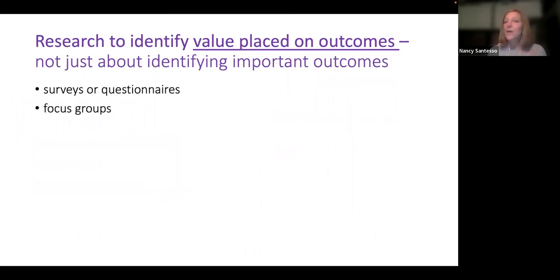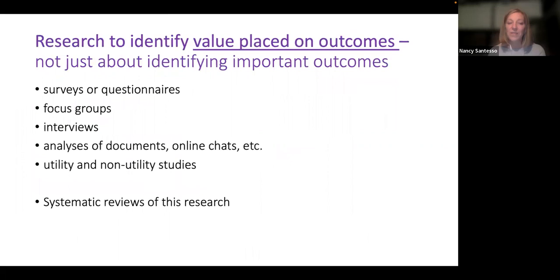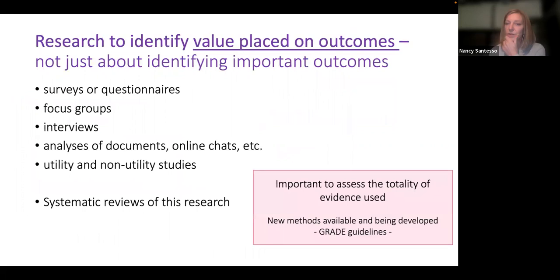Okay, good. So again, the type of studies that you can look for is the same thing. It's going to come from surveys, focus groups, interviews, chats, and systematic reviews of that research. And again, it's important to be able to assess that evidence. If it's coming from qualitative research, you could go back to CERQual, but there are also new methods and guidelines being developed even within GRADE about how we might assess research that's specific to values. We reference those resources in the handbook and in the GIN Public Toolkit also.